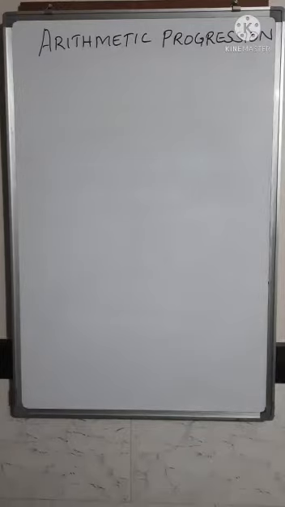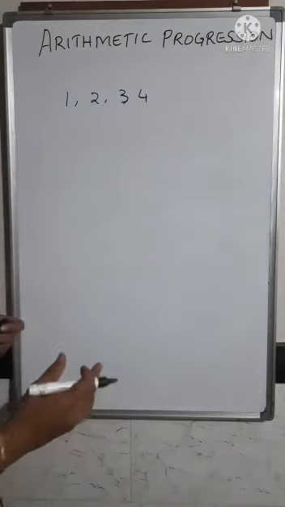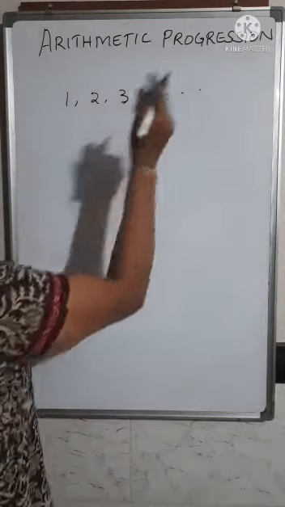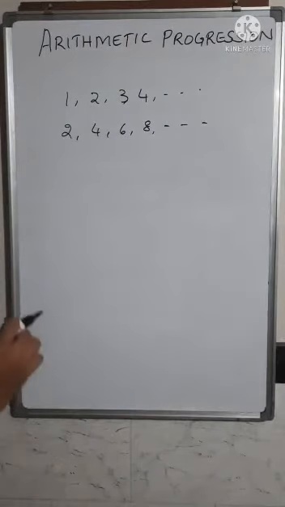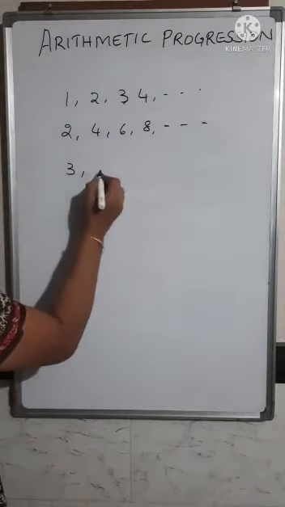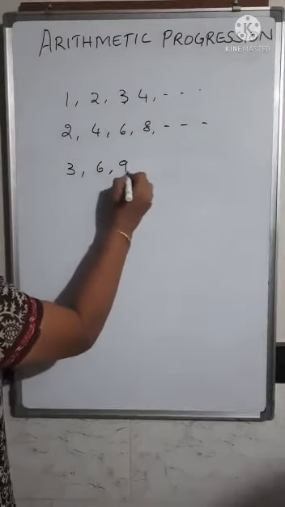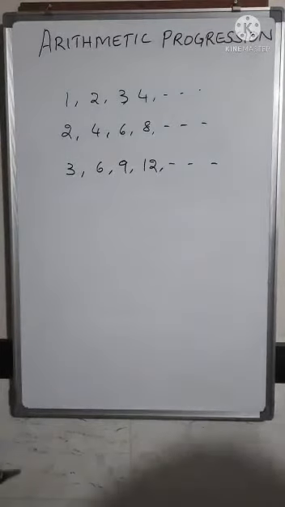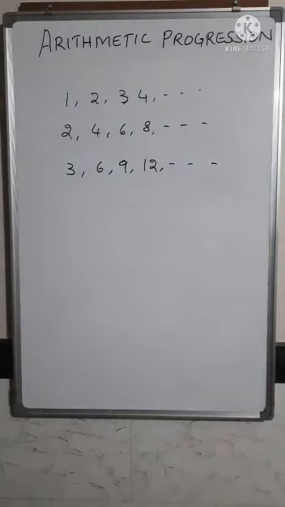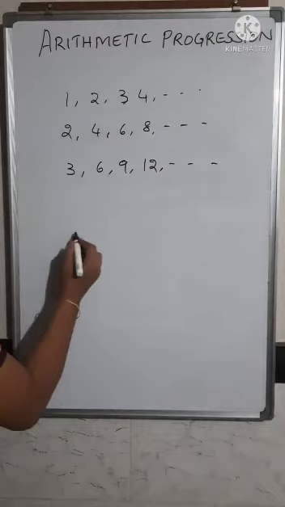Now I'll just write a few sets of numbers here. If I write the numbers 1, 2, 3, 4, you will be able to write the remaining numbers. What will be the next numbers, you are able to write. And even if I write 2, 4, 6, 8, even in this case you are able to write what the next numbers are. Even in this case, if I ask you what the next numbers are, you are easily able to write them.